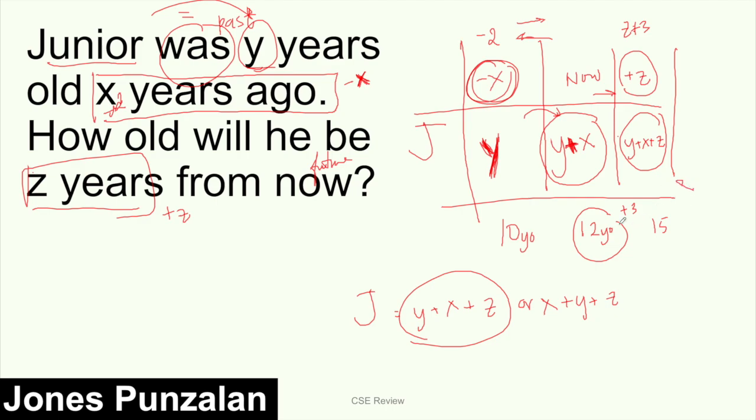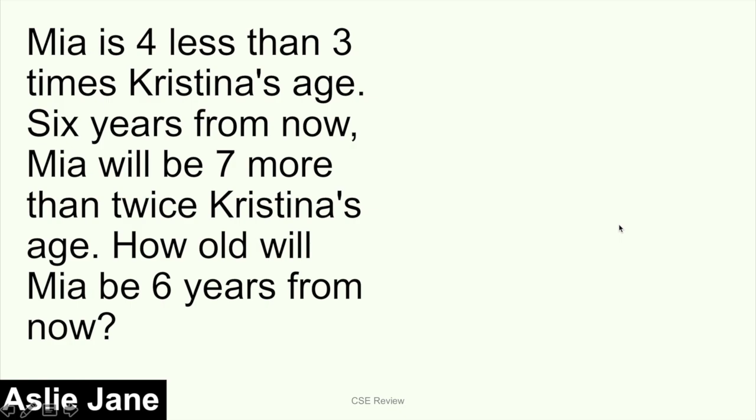Alright? Next. Mia is 4 less than 3 times Christina's age. 6 years from now, Mia will be 7 more than twice Christina's age. How old will Mia be 6 years from now? Looks complicated kasi dalawa yung tao, maraming time period, pero isa-isahin lang natin siya para hindi tayo maguluhan. Okay? Ang tao, you have Mia and Christina. Okay? Mia and Christina.